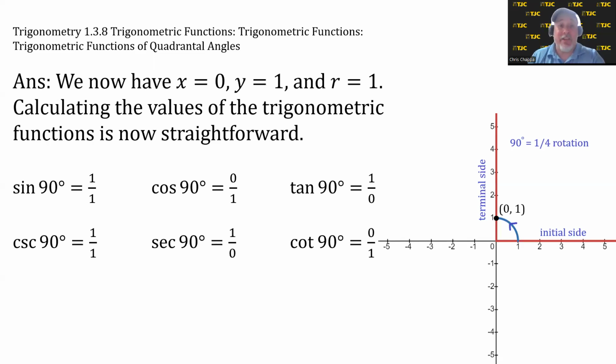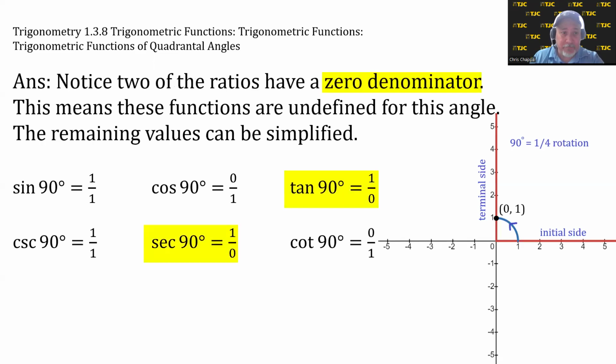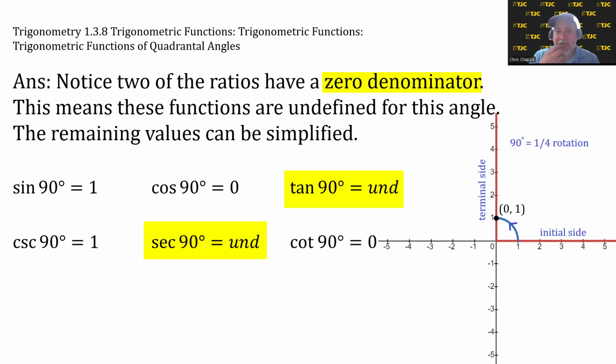And as usual, we clean up some of these fractions, but there are 2 fractions that have an issue. Notice 2 of the ratios have a 0 denominator. This means these functions are undefined for this angle. The remaining values can be simplified as either 1 or 0. And I'll write UND for undefined in this case.